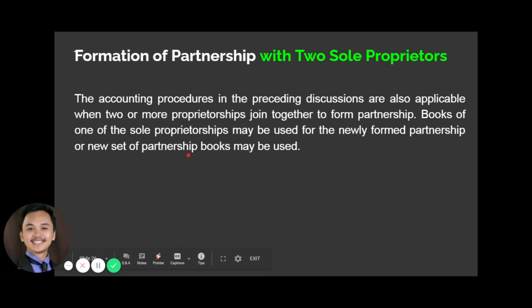Okay, let's proceed to our last topic, formation of partnership with two sole proprietors. So, two sole proprietors pasabot, si Dan, for example, gamiton gihapon nato nga example si Dan ug si Mar diri. Si Dan karon ug si Mar are both with existing businesses. Kaganina, si Dan lang ang business, si Mar wala. Pero diri karon, both of them na ay businesses na. So the accounting procedures in the preceding discussions are also applicable when two or more proprietorships join together to form a partnership. Books of one of the sole proprietorships may be used for the newly formed partnership, or the new set of the partnership books may be used.